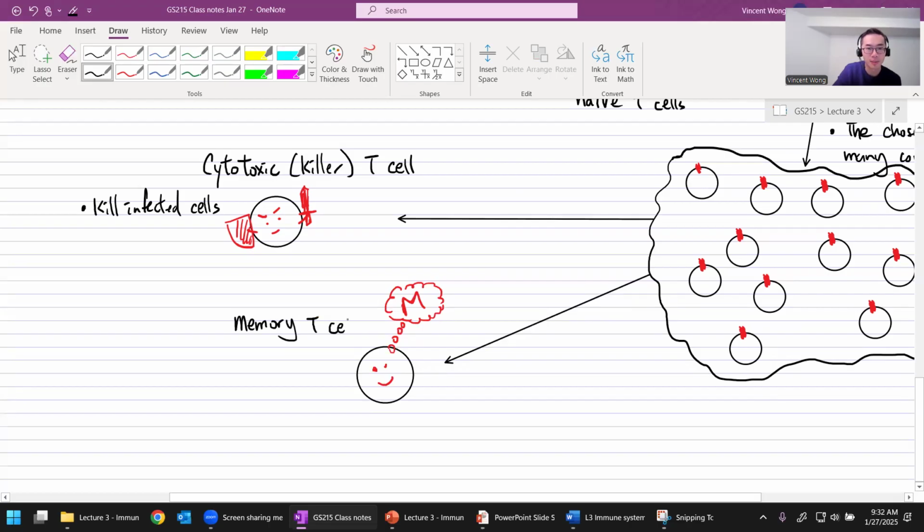This is actually what happens. It sounds like something I make up, but it's not. This is actually what happens in the body. Memory T cells, what do they do? Well, as the name implies, they will stay in the body for a very long time.